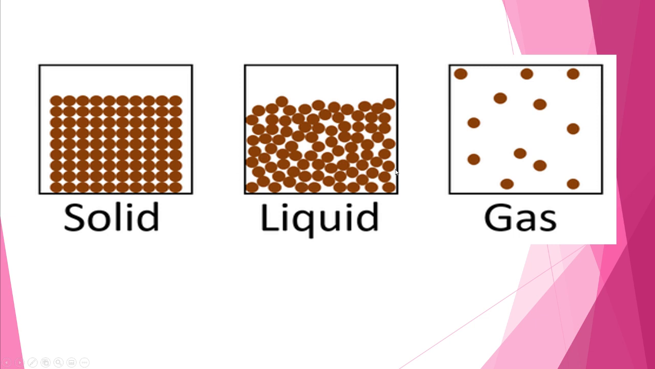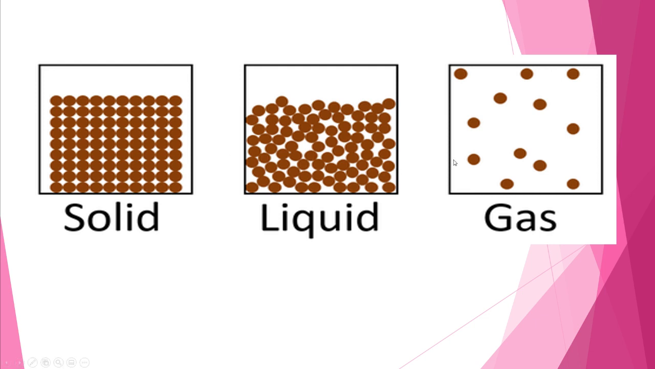Let's look at a liquid. What's happened to these particles now? They are slightly away from each other. They can move a little bit. They can slide past each other. But in a solid, this wasn't the case. So what happened in a gas? They are very, very far away from each other and they are constantly moving with a very high speed.